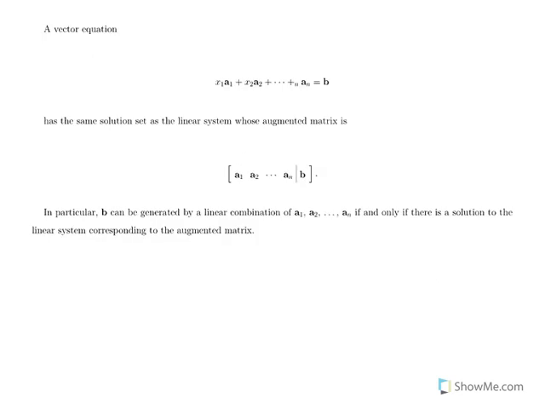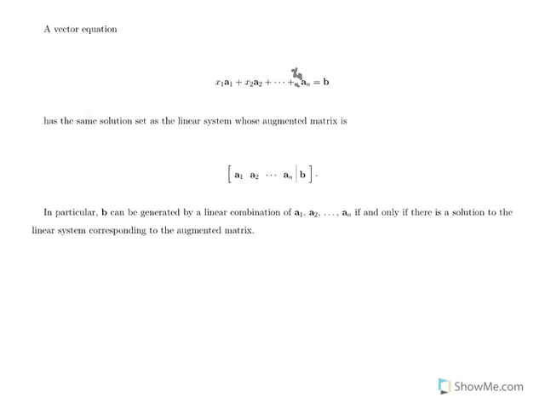So a vector equation, x1a1 plus x2a2 all the way to xnan, sorry, that should be xnan, is equal to b, has the same solution set as the linear system whose augmented matrix is [a1 a2 all the way to an | b]. That's just in general what I said before.